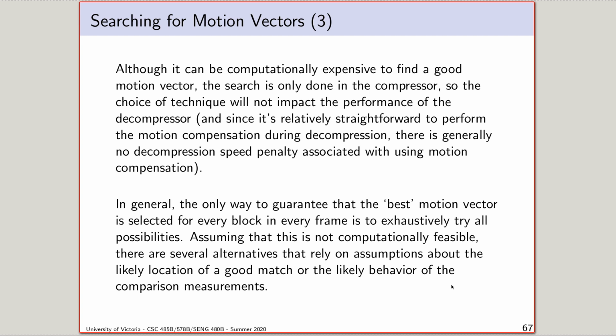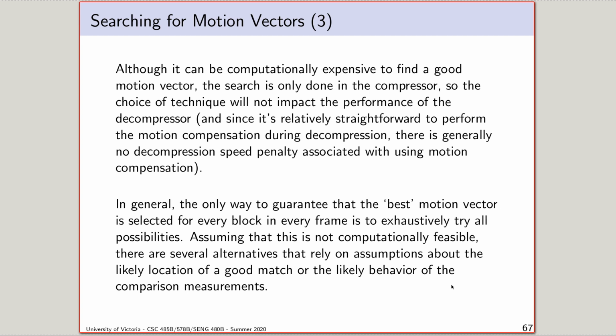And it's worth observing that the decompressor doesn't have to find a motion vector. We just give it a motion vector. It doesn't matter how we found it. The decompressor takes the same amount of time no matter what motion vector we give it. So this operation of finding the best one doesn't affect decompression, but it does affect compression time. And we're going to need to choose some kind of a compromise between a scheme that always finds us the best one, so an exhaustive search, and a scheme that works quickly.